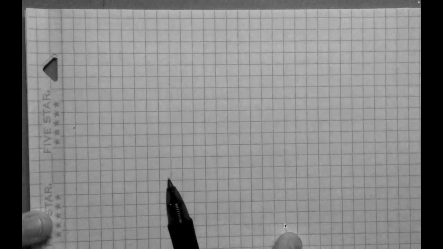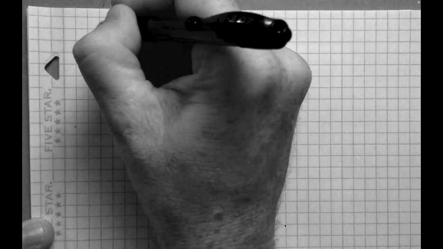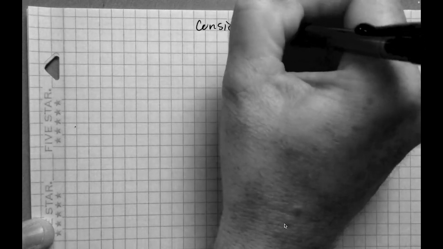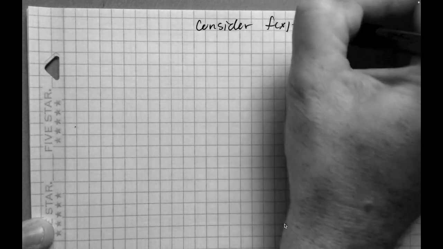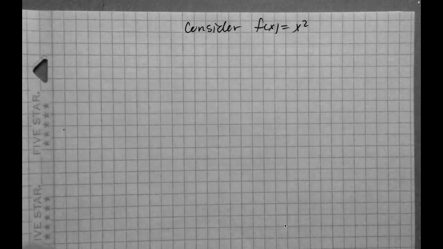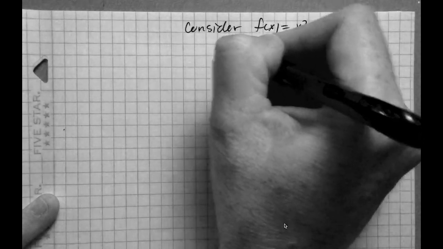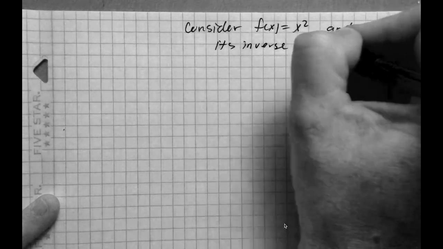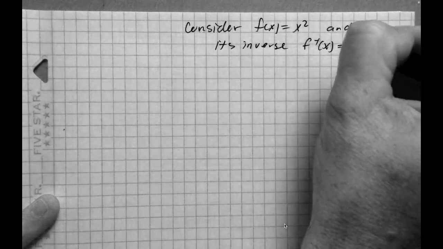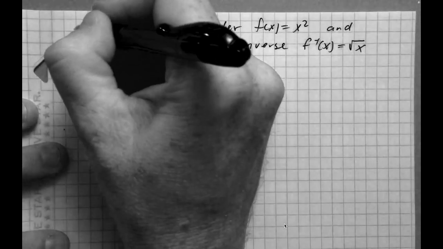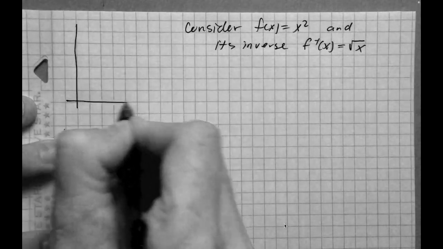Let's take another example, one that's possibly a little clearer. We'll actually look at a graph and everything here. So let's consider the function f of x equals x squared. This is a function that everyone has seen, and its inverse, f inverse of x equals square root of x. We're just taking the positive side. So let's graph it. Let's draw a picture so we can see what these look like.